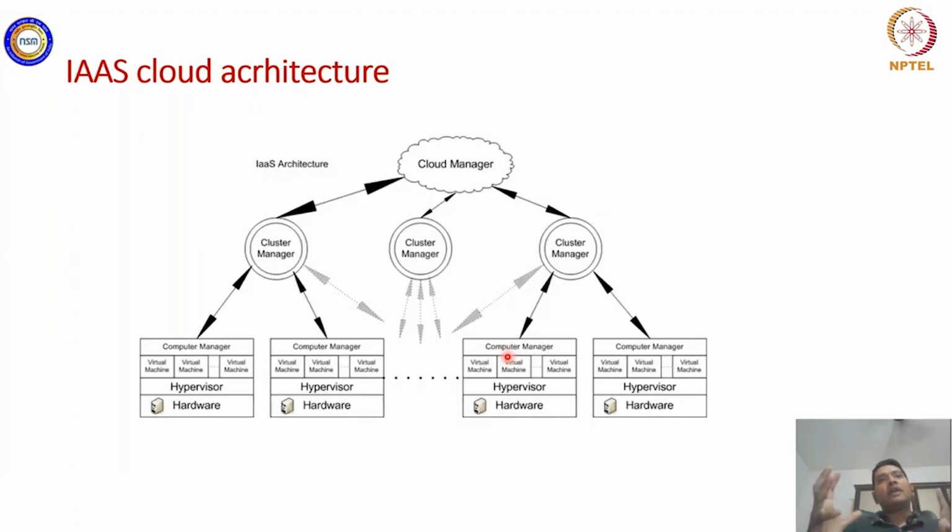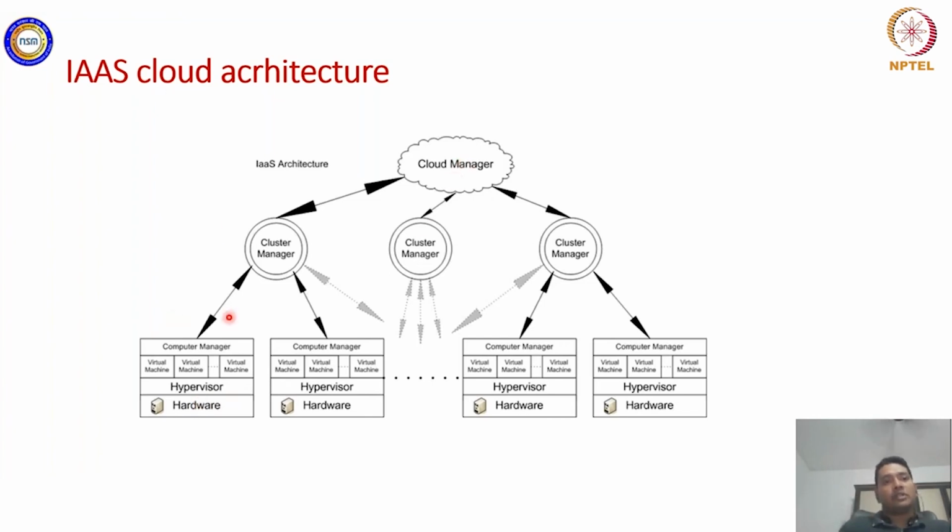So just to have an idea of how this cloud architecture works from the infrastructure point of view, because there you have the virtual machines which are actually working underneath. You are the, let's say, user here, and you are talking to the cloud manager. The cloud manager has a connection to the cluster managers, and the cluster manager has access to different sets of compute managers, which are essentially sets of virtual machines running on top of one hypervisor on the underlying physical hardware.